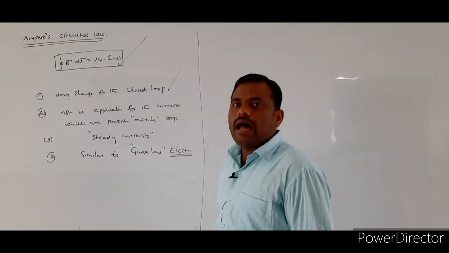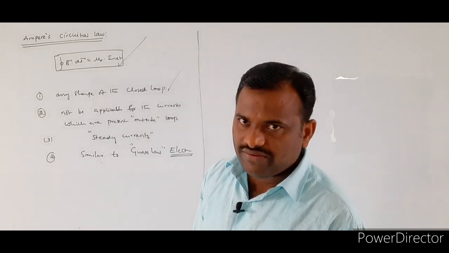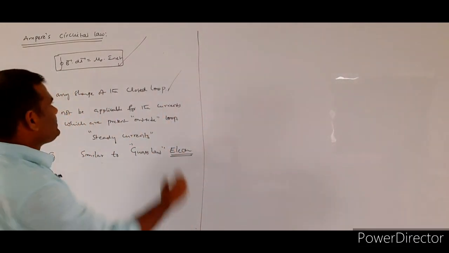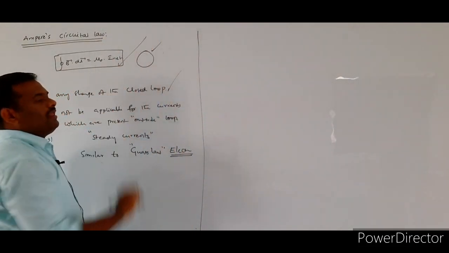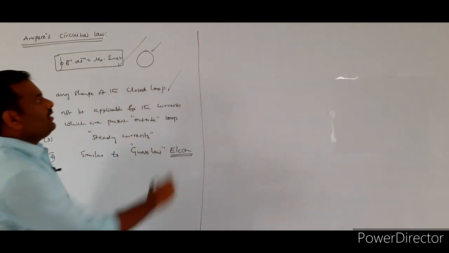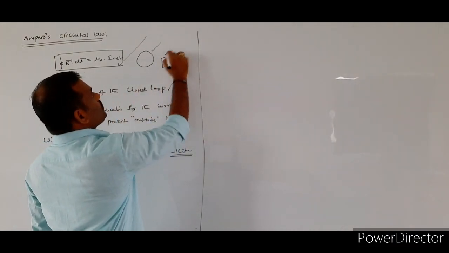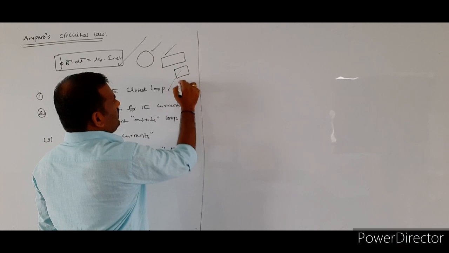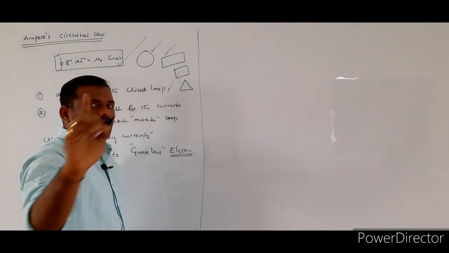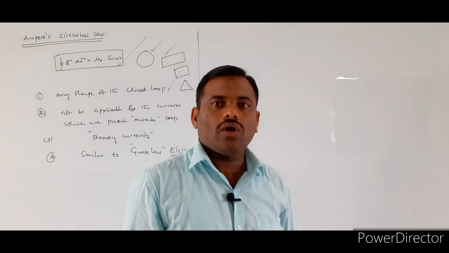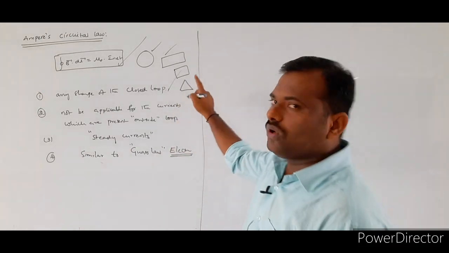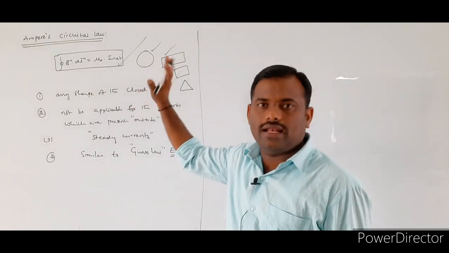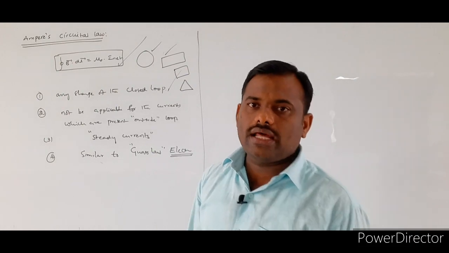What is the first point? Ampere's circuital law can be applicable for any shape of the closed loop. Suppose I consider a circle, for the circular closed loop we can apply Ampere's circuital law. If you take a rectangle, it is also a closed loop, and you can apply it. If you consider a square or a triangle, whatever closed loop you consider, for that given closed loop we will apply Ampere's circuital law. So this is about Ampere's circuital law.